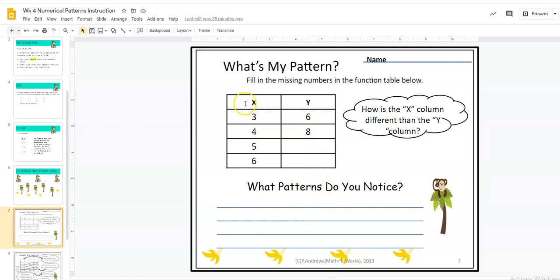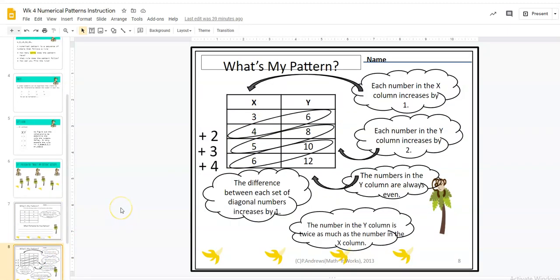So we know that we're not just comparing the numbers down the column, we're comparing the x column to the y column. So we're looking, how do I go from a 3 to a 6? How do I go from a 4 to an 8? Are they following the same rule? So I'm asked to look at a pattern that I might notice here. All right.